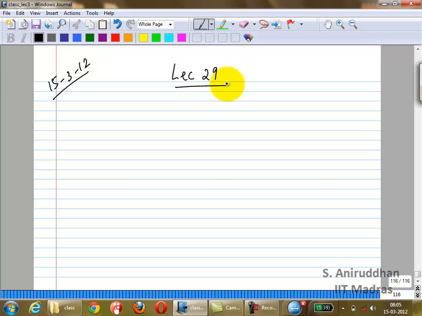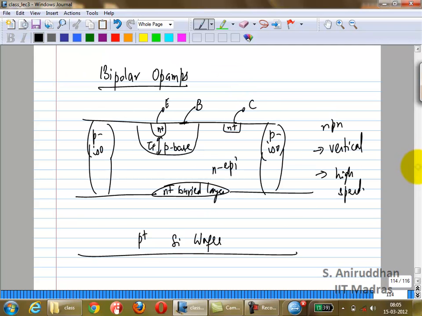Okay, so yesterday's class we started off looking at the bipolar op-amp, which is the 741. The primary problem was you have the NPN, which is vertical, which is faster and has larger gain, versus the PNP, which is much slower as well as has much smaller beta. So you need to design an op-amp with this.